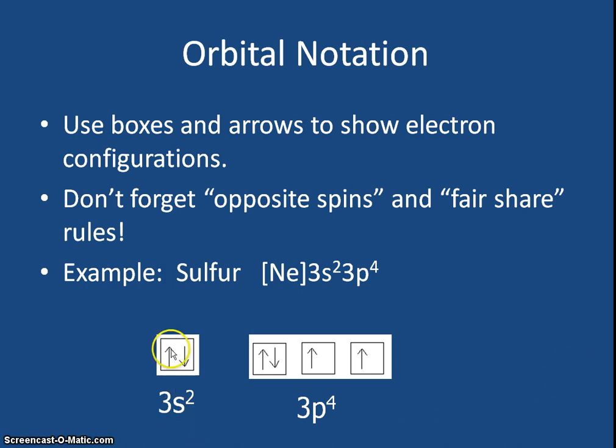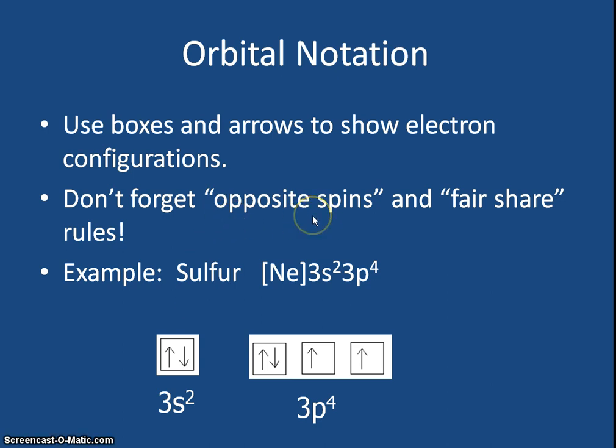So every time you have an S, you're going to draw 1 box, and the little number right up here, this little thing that looks like an exponent, tells you how many arrows to draw in that box. So this represents the number of electrons, and now you're going to put the electrons in the box. However, there's a couple of rules to remember. We talked about these a couple days ago.